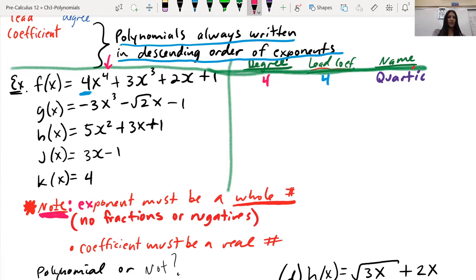Moving on to the next one, the degree would be this number here, so that's a 3. The lead coefficient is going to be this one here, which is a -3, so yes, you do keep the negative sign with it. And when we go to name this, we look again at the degree or the exponent that's on there, and since it's a 3, we would call this a cubic polynomial.